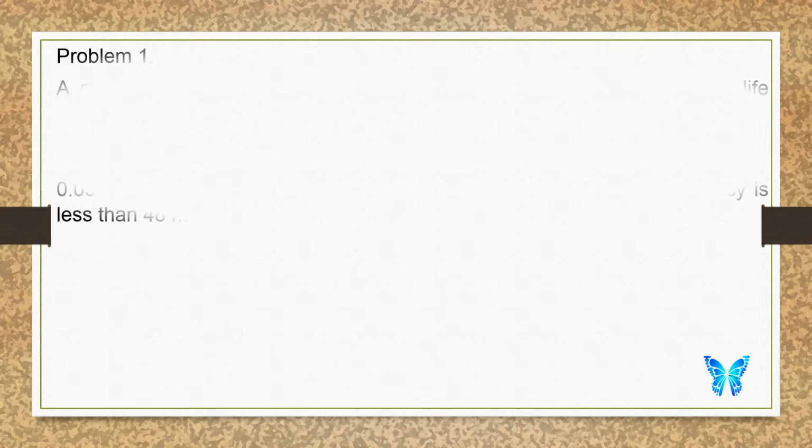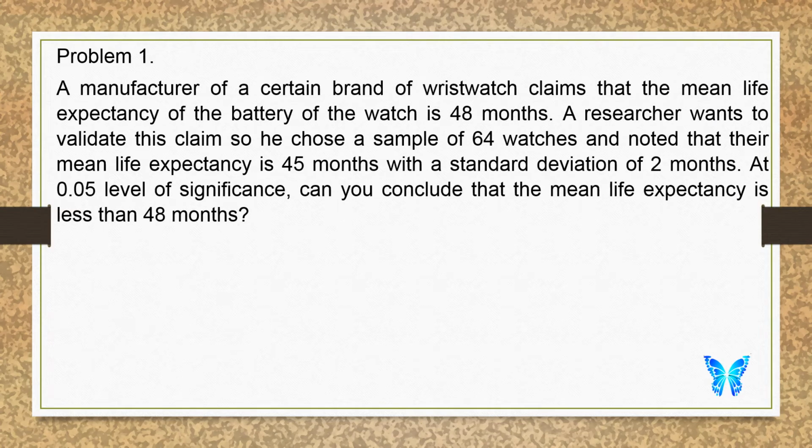Let us have the first problem, problem one. A manufacturer of a certain brand of wristwatch claims that the mean life expectancy of the battery of the watch is 48 months. So that is actually the claim of the manufacturer. A researcher wants to validate this claim, so he chose a sample of 64 watches and noted that their mean life expectancy is 45 months. Then we also have the standard deviation of 2 months. Okay, so we have here level of significance 0.05. Can you conclude that the mean life expectancy is less than 48 months?